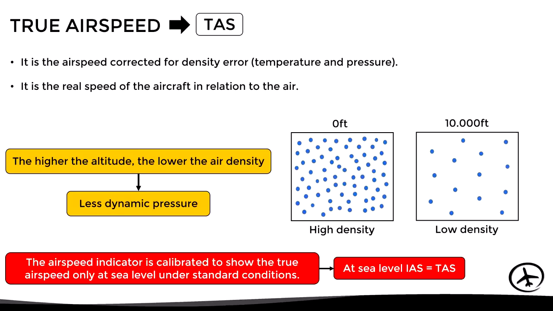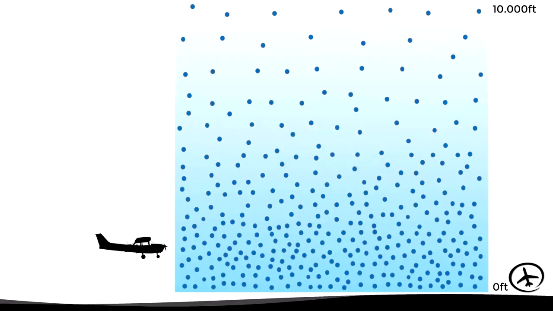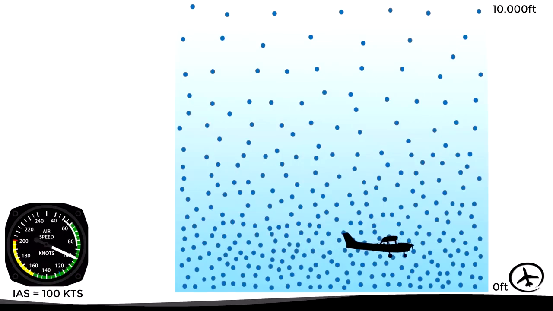Let's see an example. Here we have a column of air from 0 to 10,000 feet, and we can see how density changes with altitude. In this case, we are going to assume that the conditions are standard, that is a sea level pressure of 29.92 inches of mercury and a temperature of 15 degrees Celsius. With this in mind, let's suppose that an aircraft flies at a very low altitude, close to sea level, and its airspeed indicator shows 100 knots.